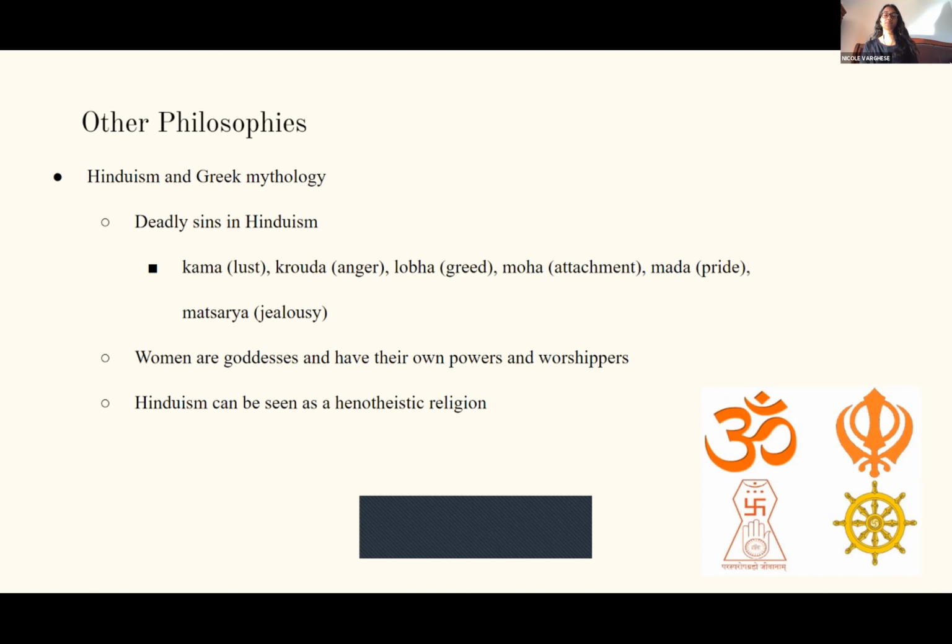Also, which was considered revolutionary for their time, women were seen as goddesses and they each had their own powers and worshippers. And Hinduism can be seen as a Hindu theistic religion, which I'll discuss in the later slides.